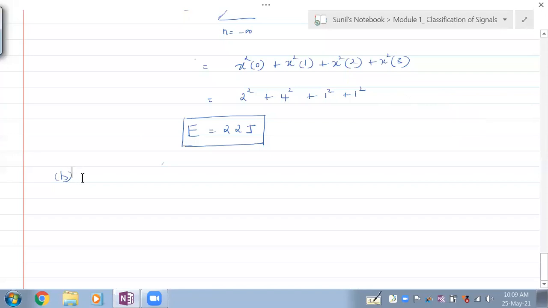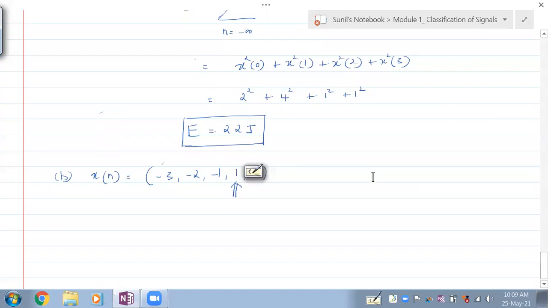Problem number B is this. Just copy it down, everybody. X of n equal to minus 3, minus 2, minus 1, 1, and 0. And I'll take the arrow here this time. Now it means that this is the zeroth sample.